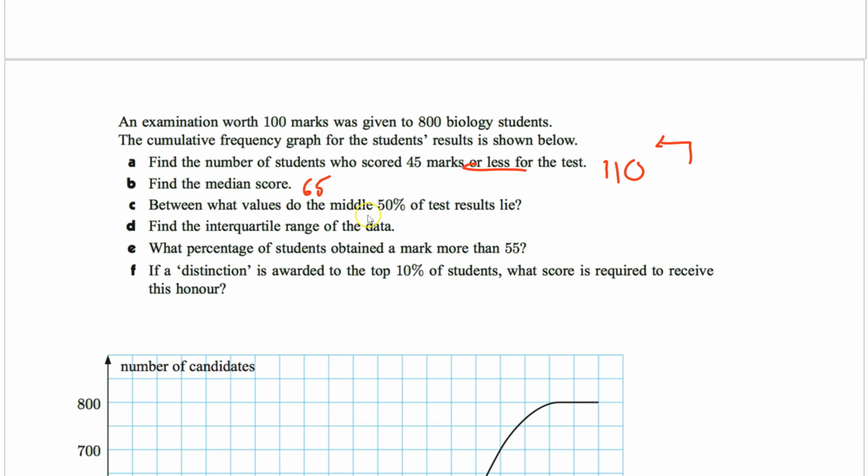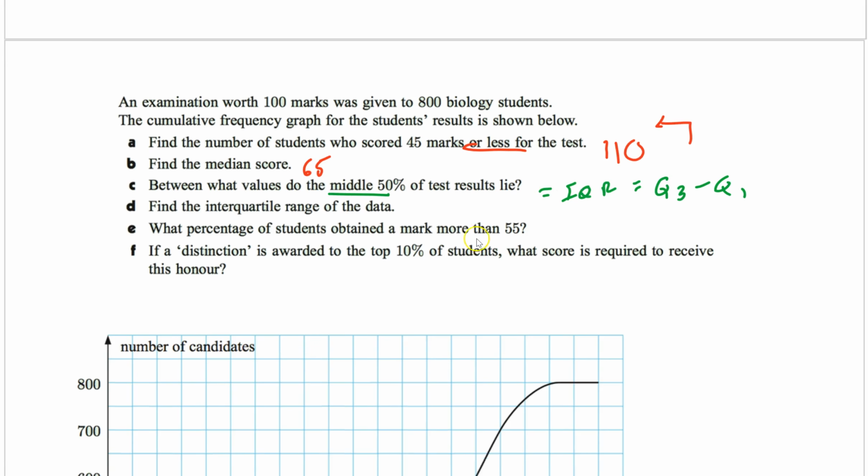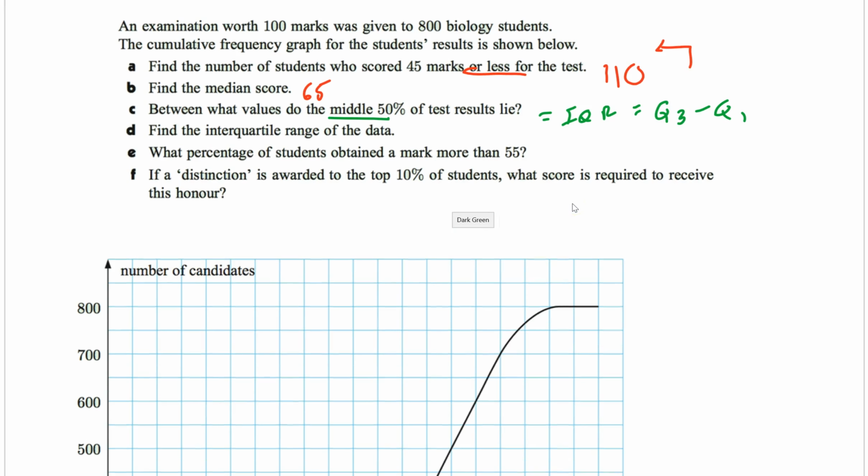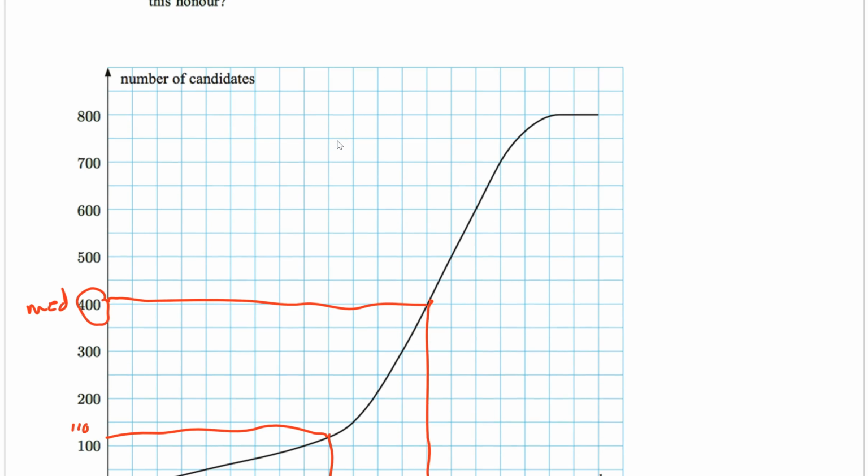Now the middle 50, between the values of the middle 50, now that's just like vocab. You remember what middle 50 means? IQR. So this is Q3 minus Q1. So I gotta find those. I haven't found those yet. Actually, between what values? So I'm not gonna subtract. I'm just gonna state those values. They didn't say find the IQR. It says between what two values. So I just gotta find Q3 and Q1.